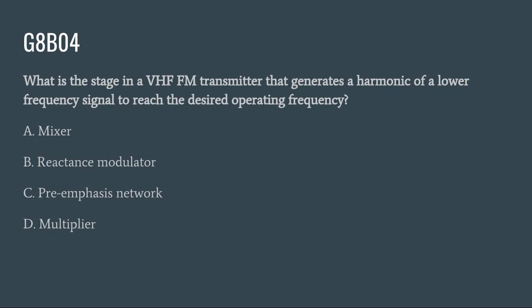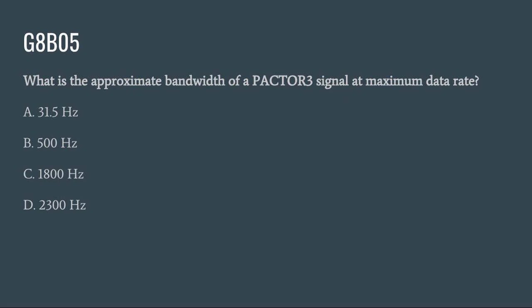G8B04, what is the stage in a VHF FM transmitter that generates a harmonic on a lower frequency signal to reach the desired operating frequency? A. Mixer. B. Reactance modulator. C. Pre-emphasis network. Or D. Multiplier. Correct answer, D. Multiplier.